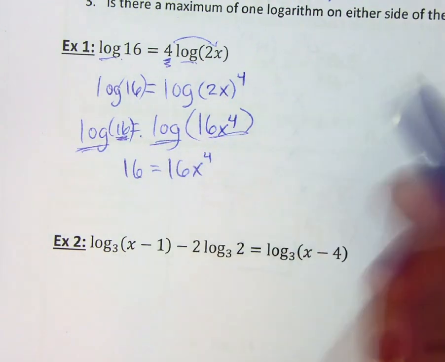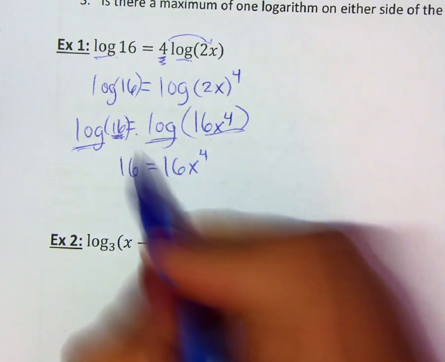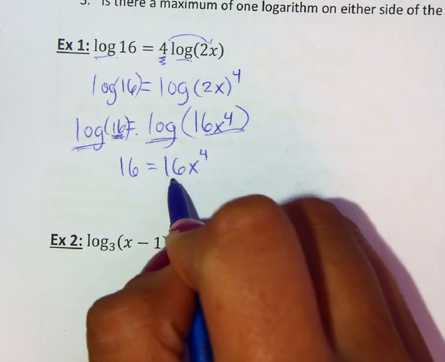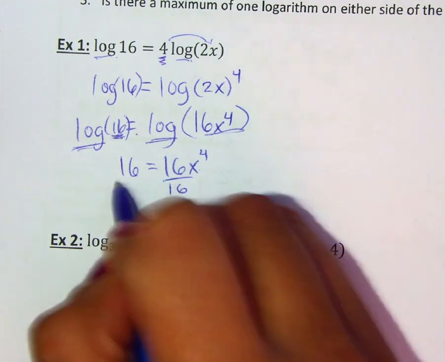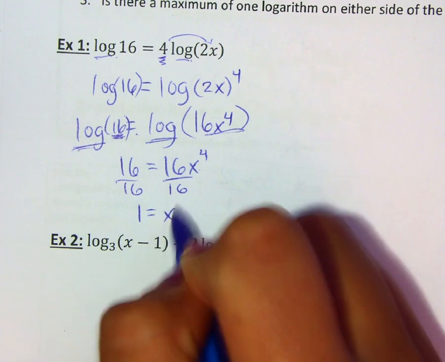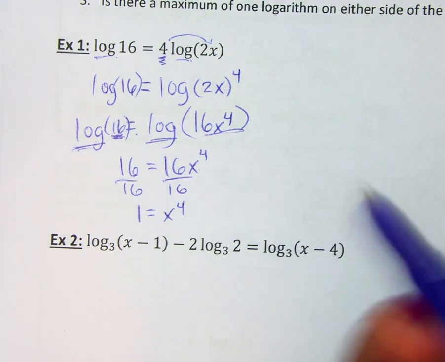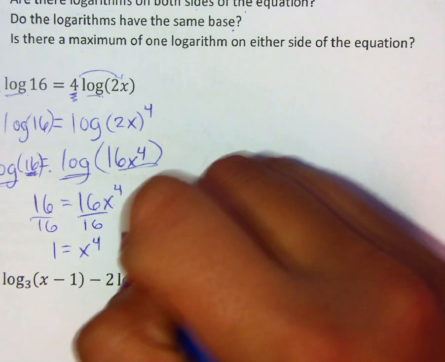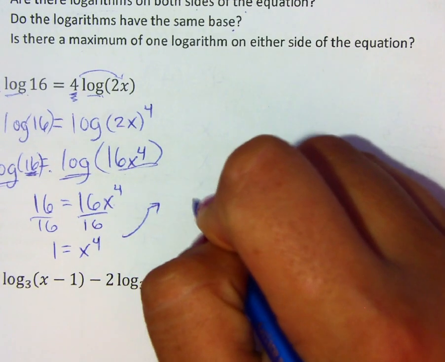And this is similar to the previous one of exponents. We're just going to focus on the arguments being equal, and then solving for x. So this is just dividing by the coefficient. So 1 equals x to the 4th power. And then from previous units, we recall that a 4th power is like writing the 4th root.